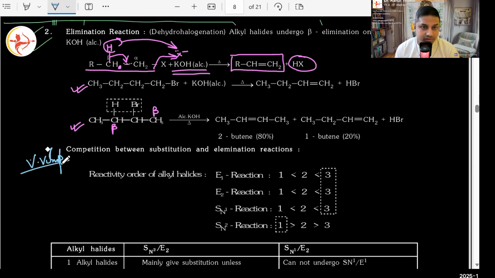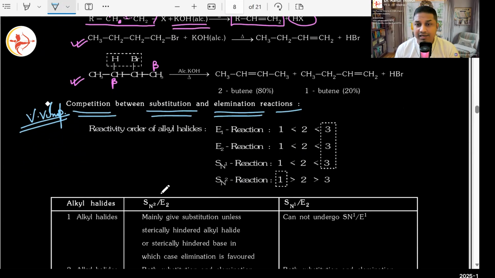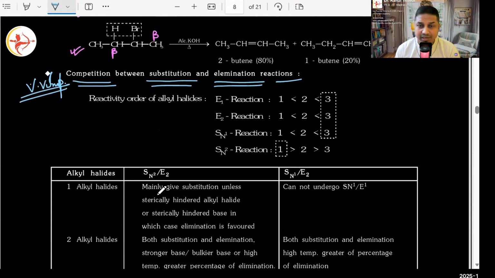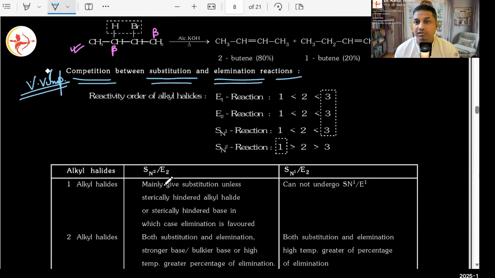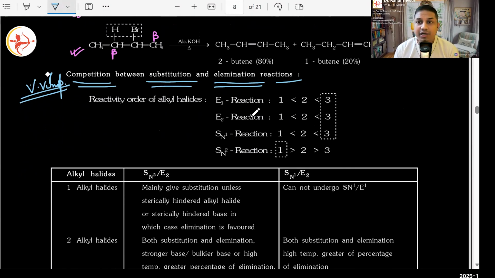Please write this down. This is very important. Whenever there is a competition between substitution and elimination reaction, the reactivity order of the alkyl halides usually varies in this manner. Please see this very carefully. Are you all with me? I need 500% attention. Even if you've missed something so far, that's well and fine.